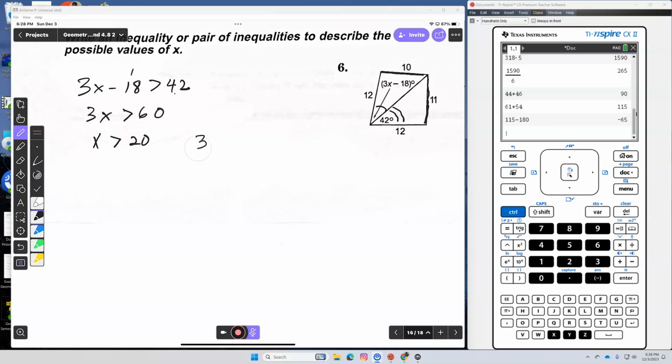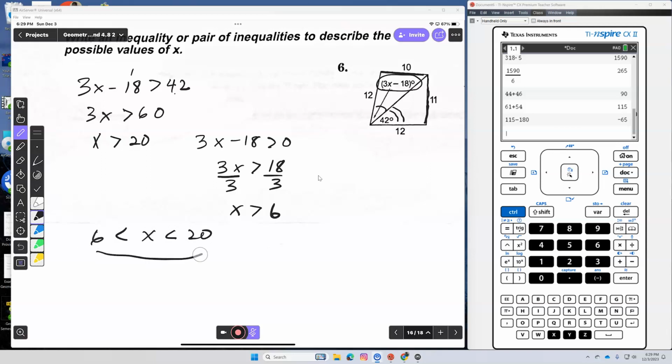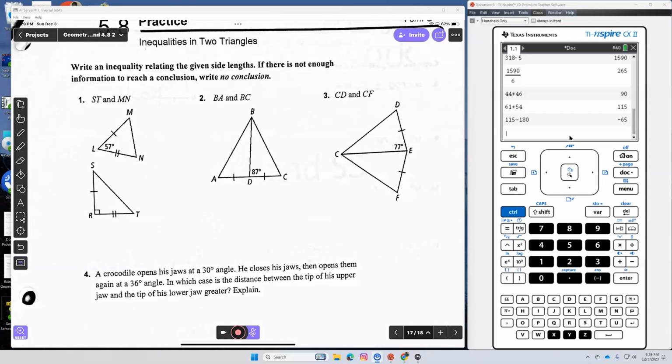Now we wouldn't have an angle that is 0. So this angle will have to be greater than 0. So we have 3x is greater than 18, divided by 3. So x would have to be greater than 6. So where does it fall? X would have to be less than 20, but also greater than 6. That would be the possibilities for x.